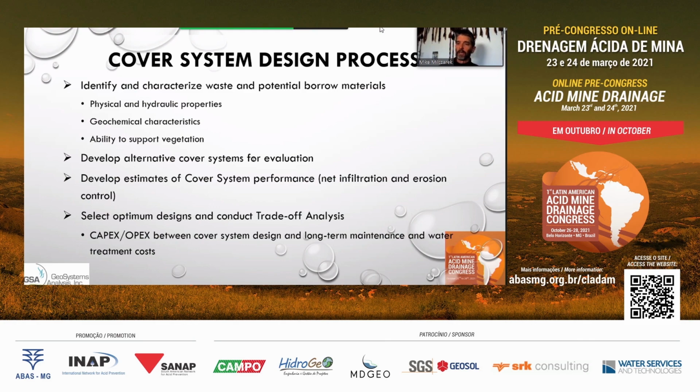Initially, this is just conceptual, to look at what options are available. And then from that, you can develop some estimates of cover system performance, especially looking at net infiltration and erosion control. Then from that, you want to select maybe two or three designs and do a trade-off analysis. That trade-off analysis needs to look at your capital expenditures as well as your operational expenditures between the different cover system designs, as well as long-term maintenance and water treatment.